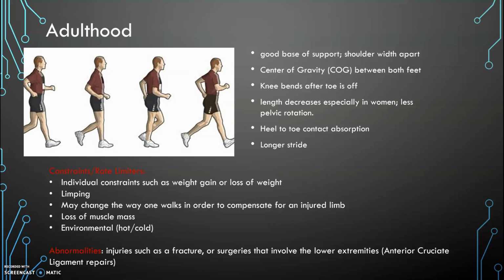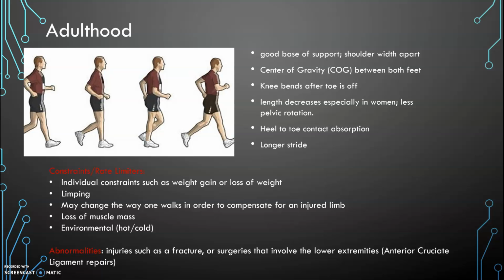In adulthood, there are a few individual constraints, especially if one either loses or gains weight, or environmental constraints, such as it being too hot or too cold. A rate limiter would be if any of the systems in the body lags. So if an adult breaks an ankle and the bone doesn't heal fast enough, the musculoskeletal system could be affected by loss of muscle mass, or if one gains more fat, there could be hormone imbalances that can cause imbalances in the nervous, endocrine, and immune systems.